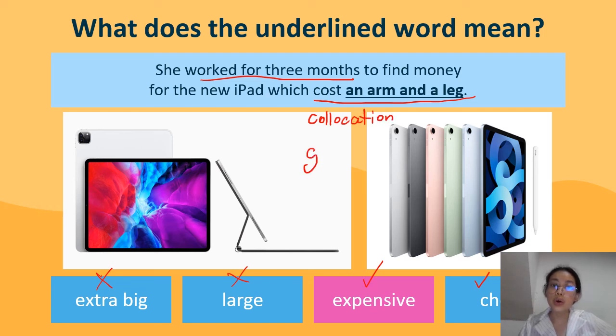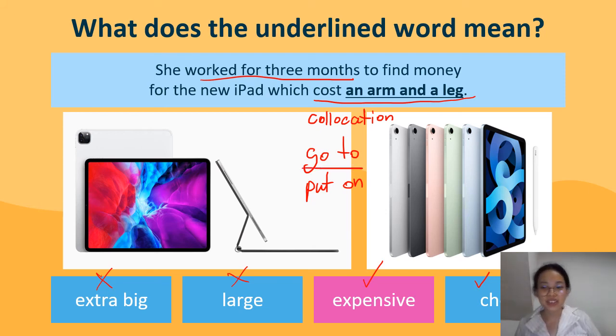Like the words "go to." Anything else? "Go to." "Put on." I put on a white shirt today. I go to school today. So this is collocation. You can use "cost" with "an arm and a leg" as well.